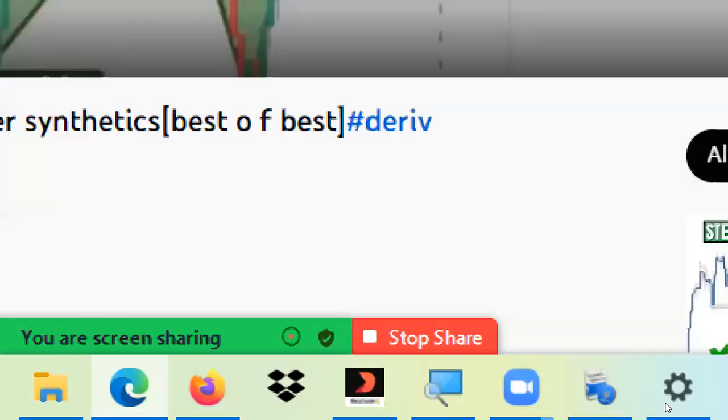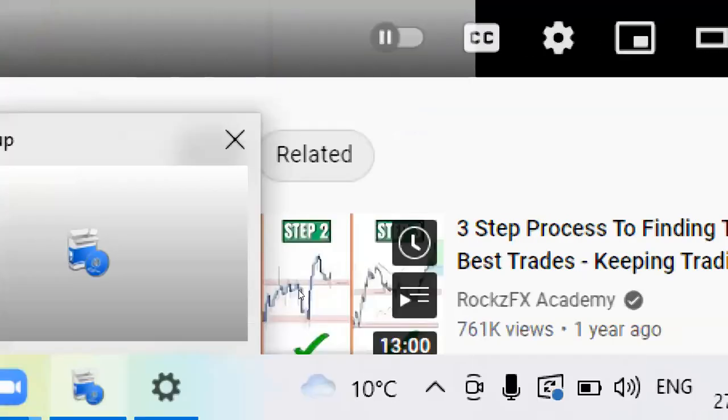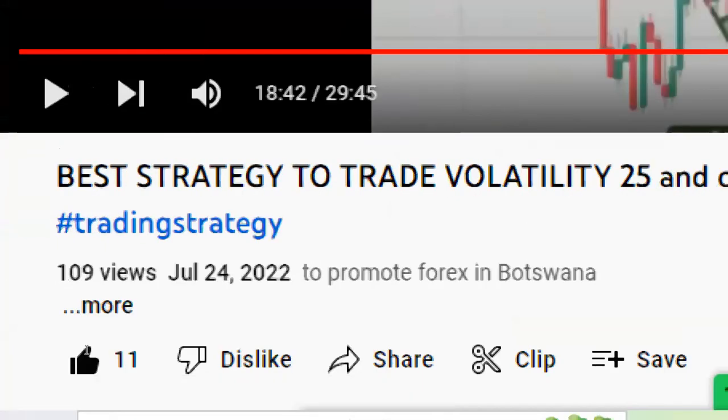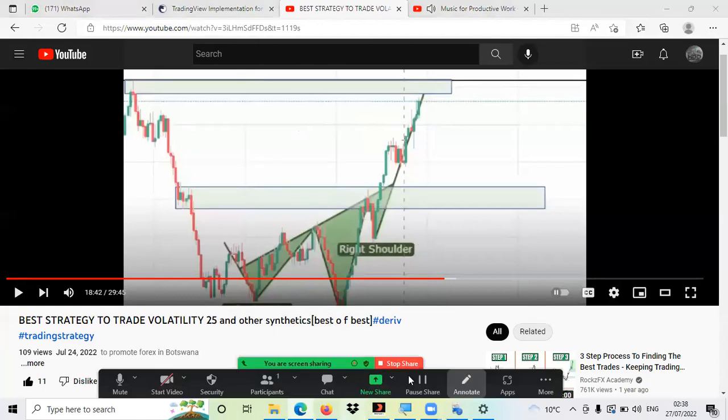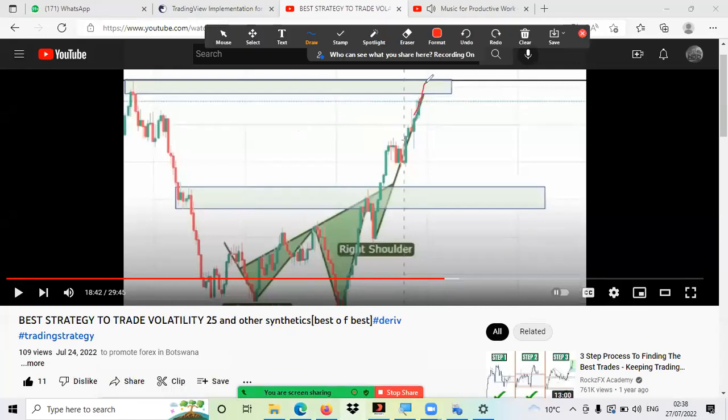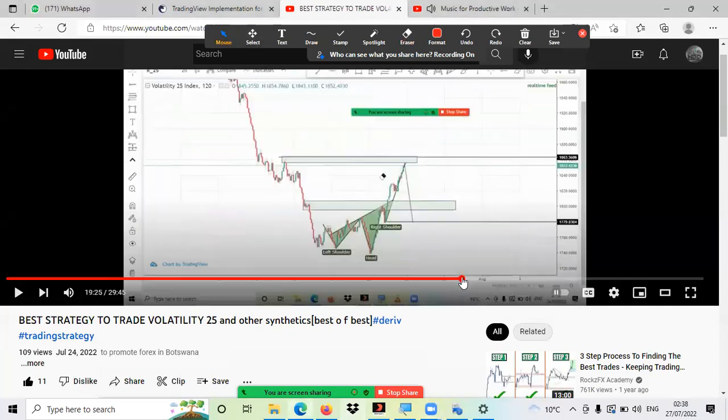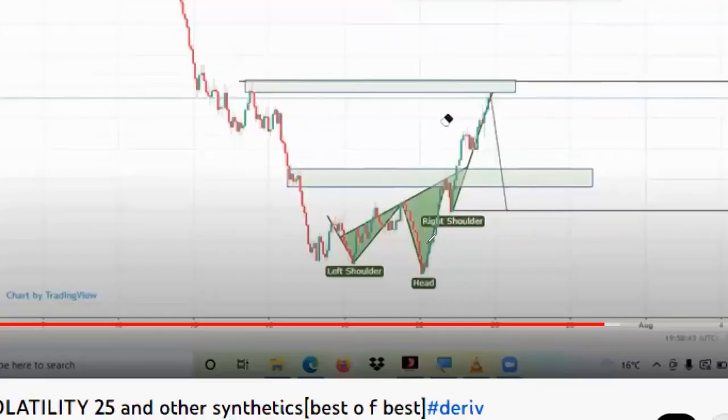Today's date, it's the 27th. We discussed this trade on the 24th of July. So here we expected V25 1S to sell exactly at that area. So look at our target. We actually targeted this low.